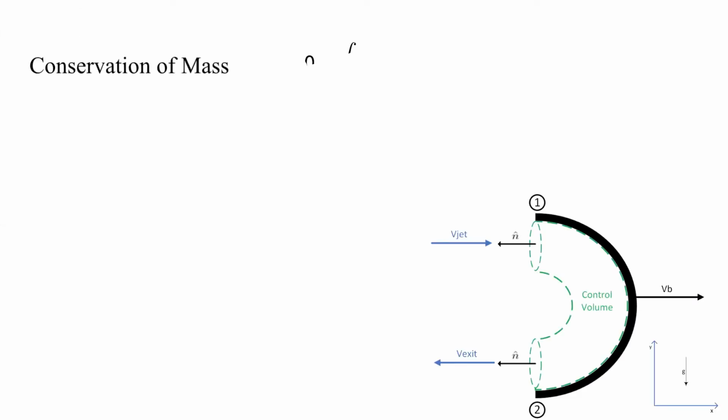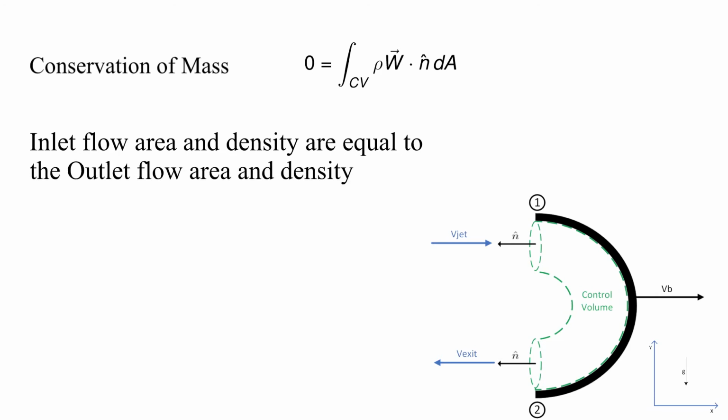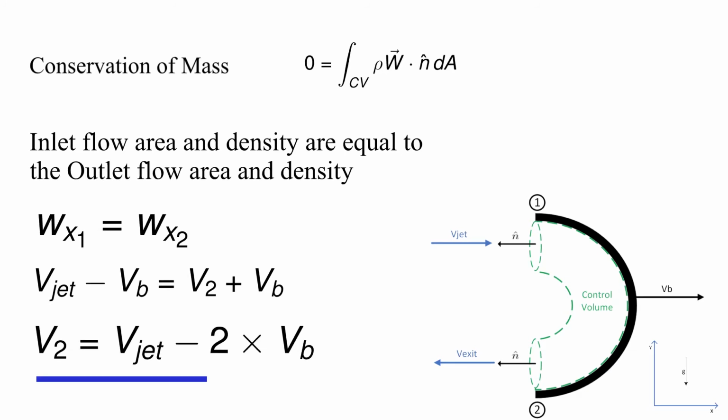Now let's use conservation of mass to relate the relative velocity at 1 to the relative velocity at 2. Since the flow areas and densities at surfaces 1 and 2 are the same, we have that the relative velocities are also the same. We can now solve for the fluid velocity at surface 2, which is equal to the jet velocity minus twice the blade velocity.